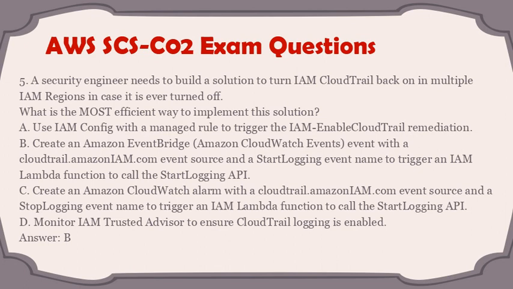B. Create an Amazon EventBridge (Amazon CloudWatch Events) event with a cloudtrail.amazonaws.com event source and a StartLogging event name to trigger an AWS Lambda function to call the StartLogging API. C. Create an Amazon CloudWatch alarm with a cloudtrail.amazonaws.com event source and a StopLogging event name to trigger an AWS Lambda function to call the StartLogging API. D. Monitor AWS Trusted Advisor to ensure CloudTrail logging is enabled. Answer: B.